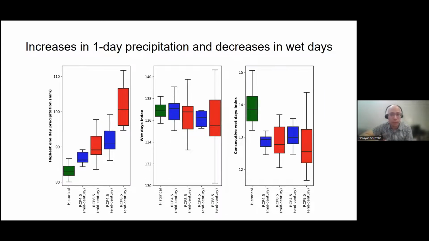Next slide. The same argument is also supported over here. For instance, what we have seen in the middle bar plot is that the number of wet days is almost constant or even decreasing in future, and the consecutive wet days are also decreasing in future. However, the highest one-day precipitation, the leftmost panel, shows that it will increase significantly in future. So that means we will have fewer wet days, fewer consecutive wet days, but the overall increase in precipitation can only happen if we have intense rainfall events in the future.